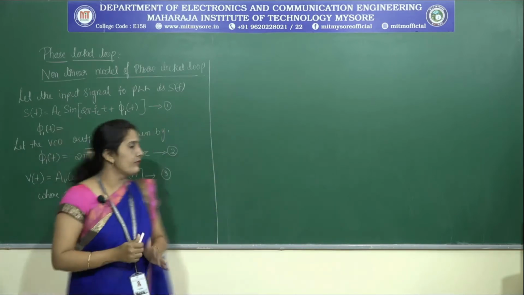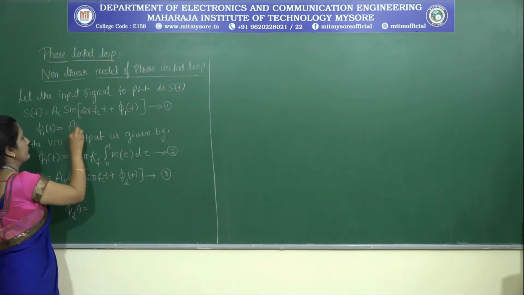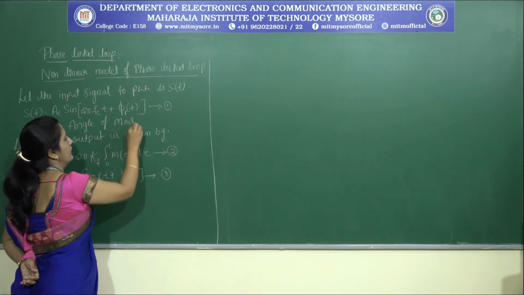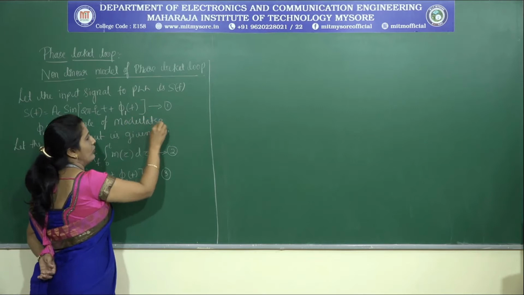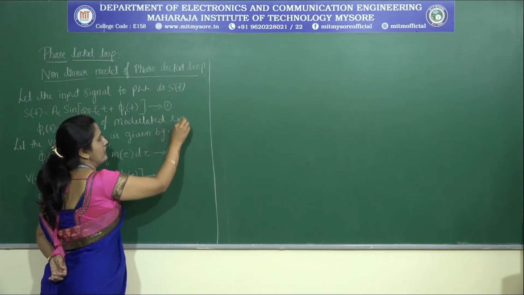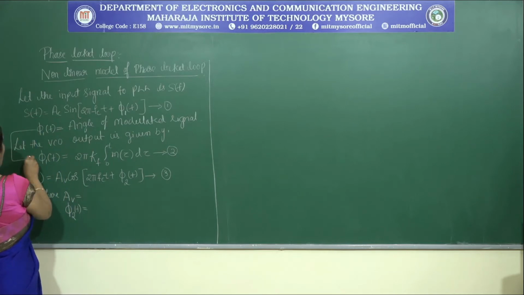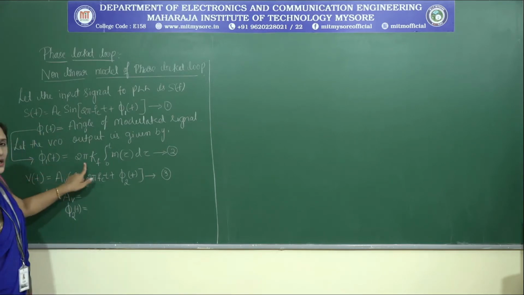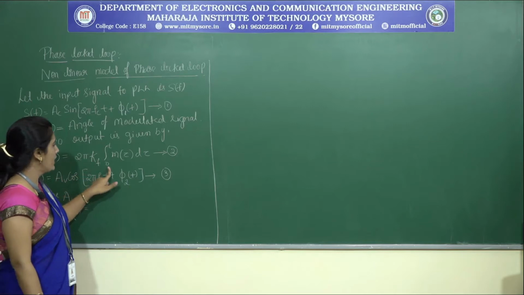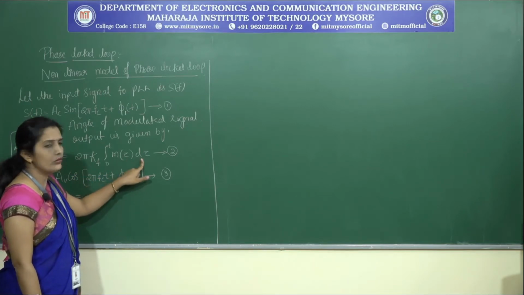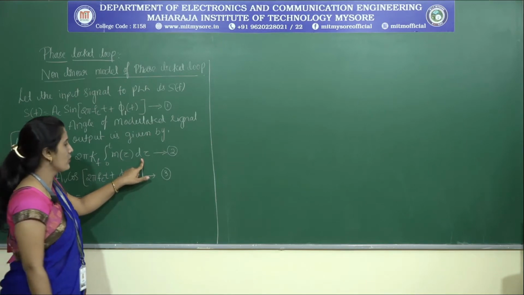Here phi 1 of t is the angle of the modulated signal. So phi 1 of t is represented as 2 pi kf integrating from 0 to t m of tau d tau. Let us consider this as equation number 2.